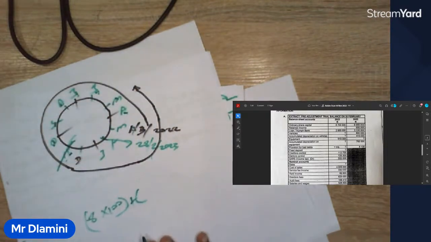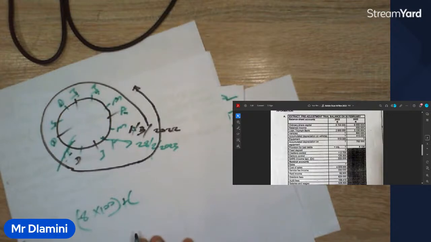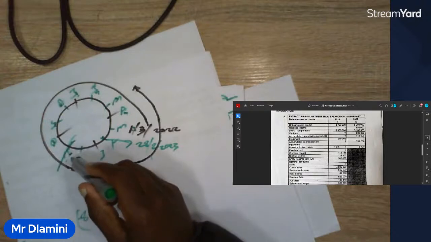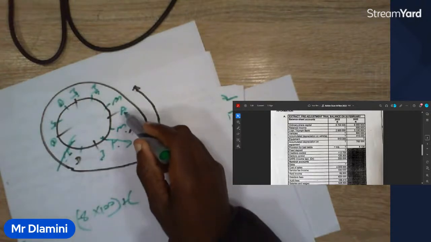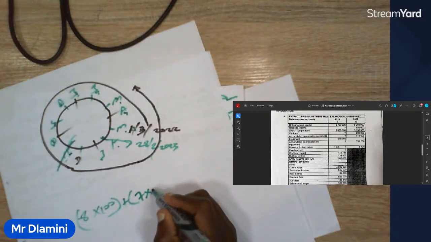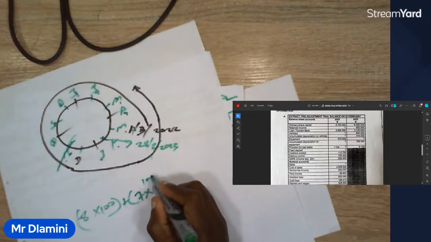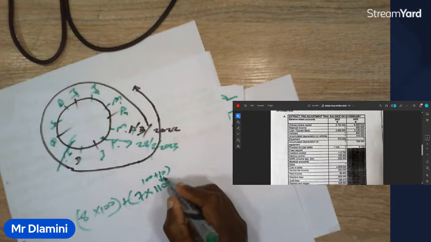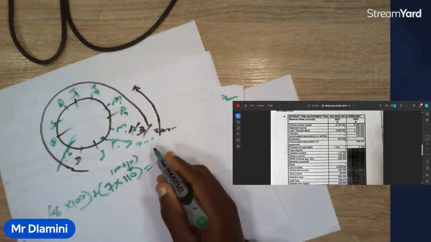Plus how many months since the rand went up? Remember, we paid up until May, right? So how many months from November to May? 1, 2, 3, 4, 5, 6, 7. So we've got 7 times the rand. It went up by 10%, which means it's 110. It's 100% plus 10%, so it gives you 110.